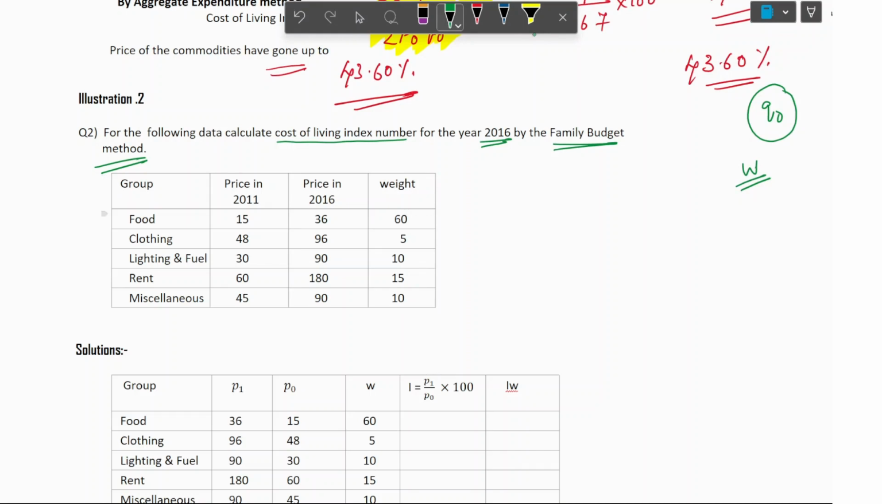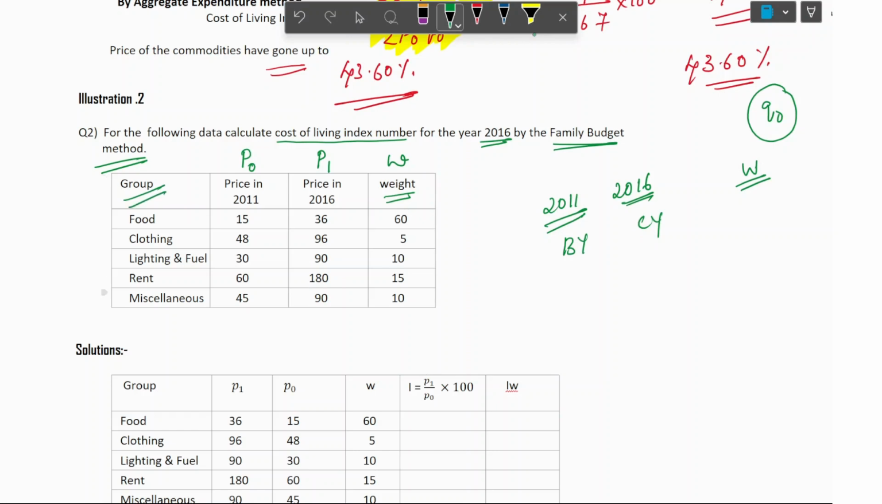Now, the groups are food, clothing, light and fuel, rent, and miscellaneous, with the price in 2011 and the price in 2016. That means 2011 is your base year and 2016 is your current year. The price in 2011 is denoted by P0, the price in 2016 by P1, and the weightage is W. Therefore, there are three columns here, P0, P1, W, along with the group.